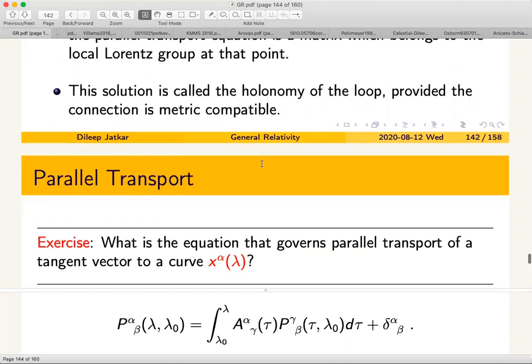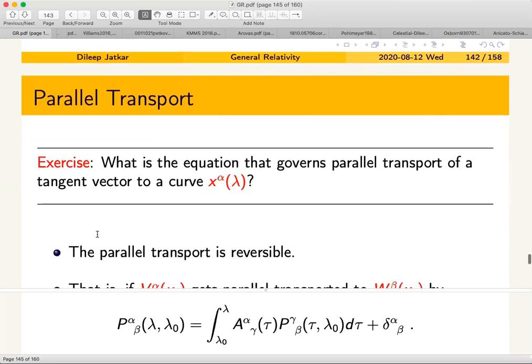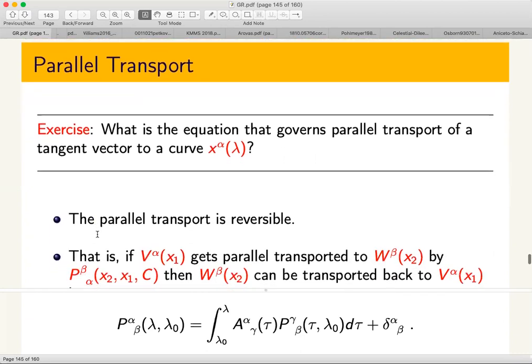Now of course we could ask a simple exercise question: what happens to a tangent vector to a curve if you parallel transport it? So far we parallel transported some arbitrary vector v alpha. You could ask what happens if that v alpha was a tangent vector. That would be a simple exercise.